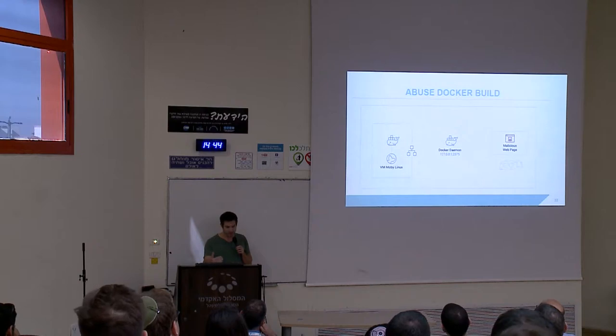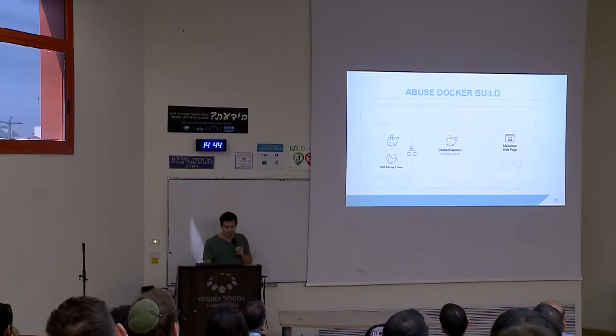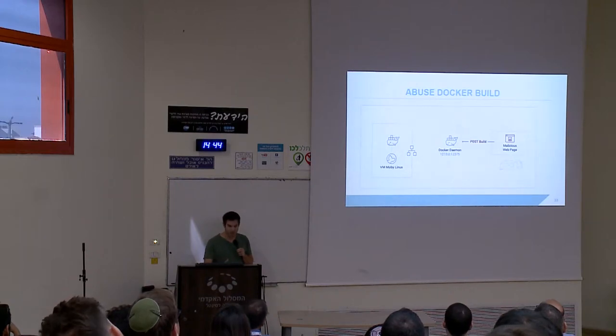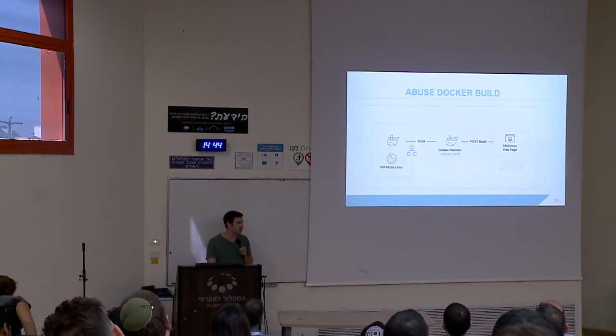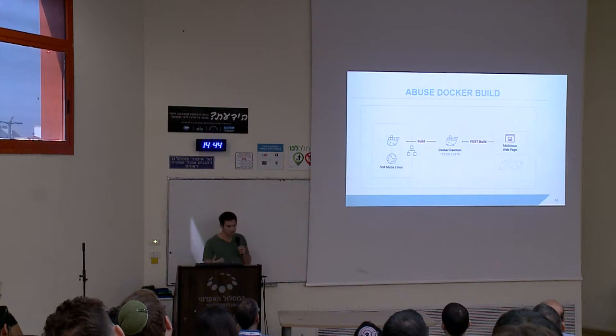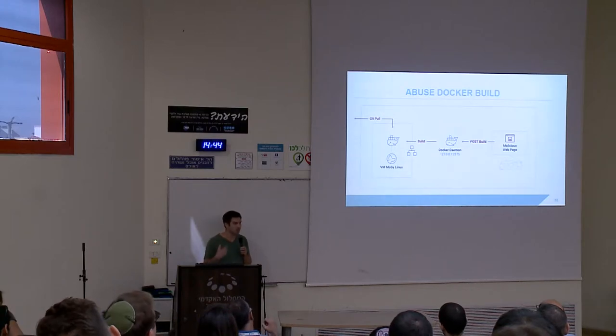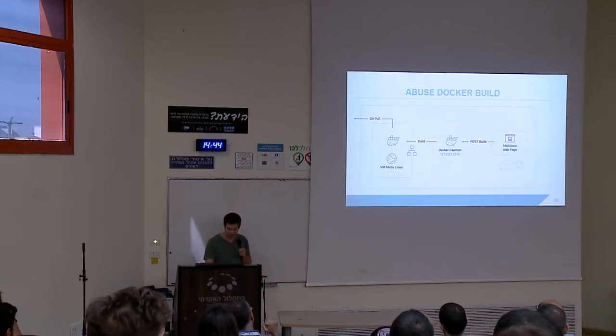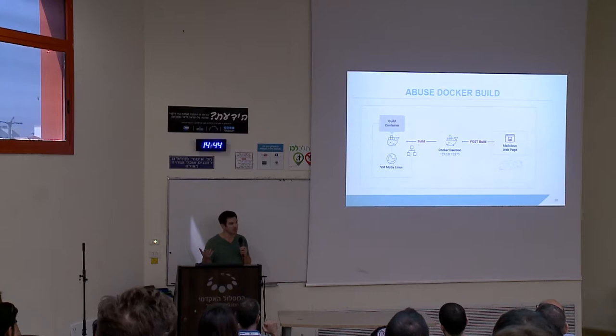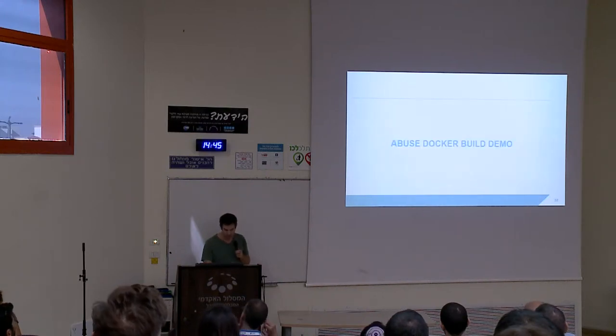The first thing that will happen is the victim, the developer, will visit a malicious web page, which will issue a single POST request. That request will be forwarded to the Docker daemon on the virtual machine. Now the Docker daemon goes ahead and pulls from our GitHub, which is our control center. Then it runs the build container, which opens up a reverse shell. So let's see how that works.